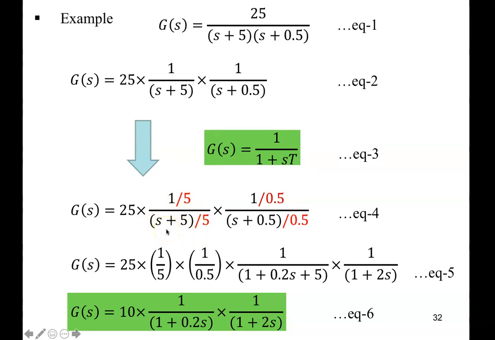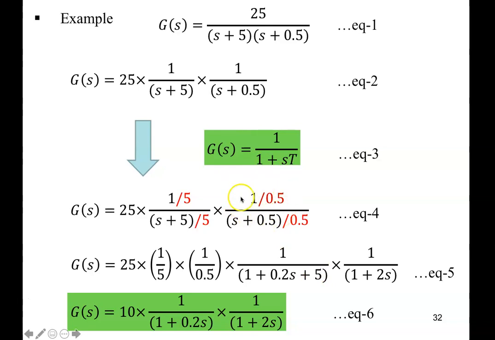That becomes 0.2s. 5 divided by 5, that becomes a 1. So it's 1 plus 0.2s. Sorry, there's a mistake there. Plus 5 doesn't exist. Okay, note this term.